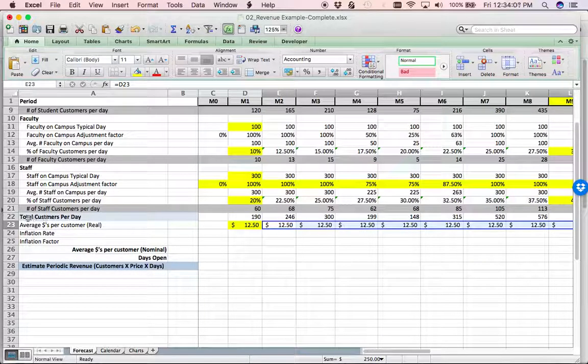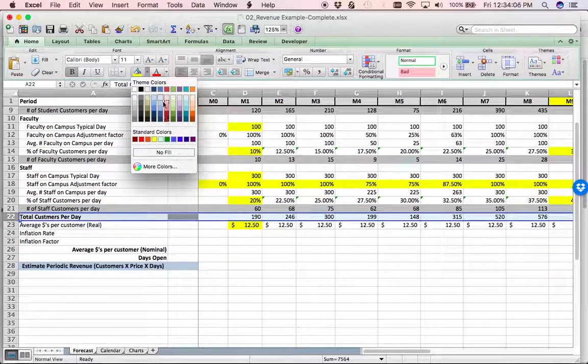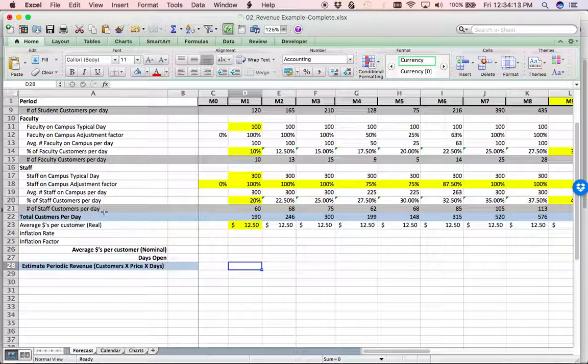Almost forgot. I'm just going to use a little different highlighting for these things that really represent a big number that we will care about, like total customers. So I'm going to use a blue instead of a gray for those, to draw your attention to it. So total customers. So we've got our real price.